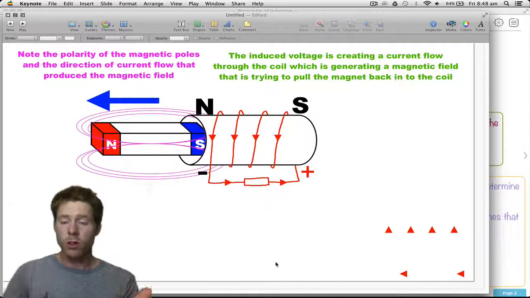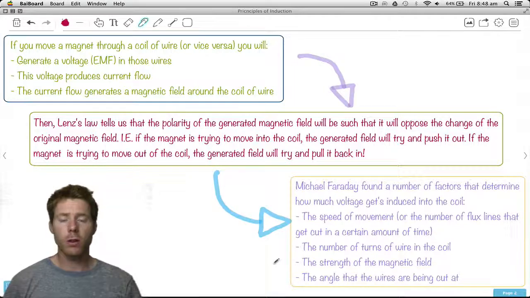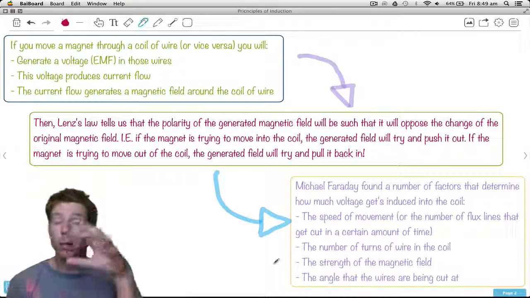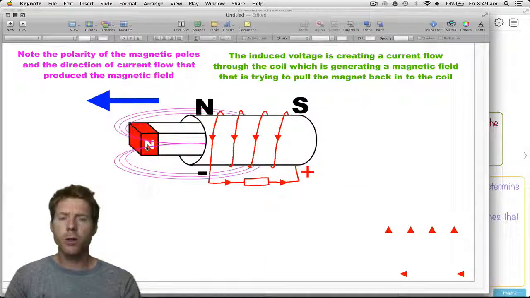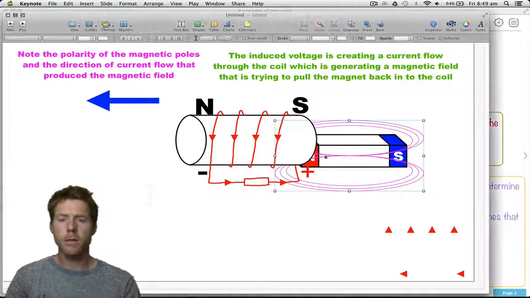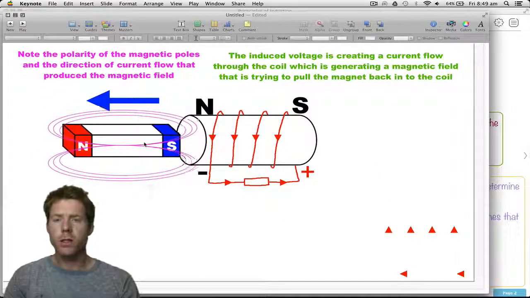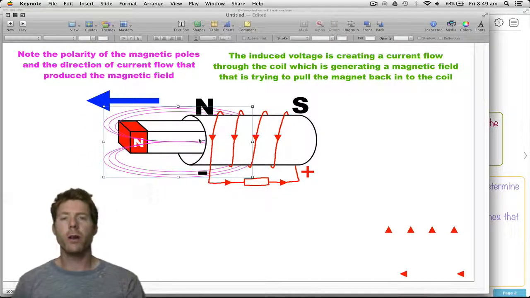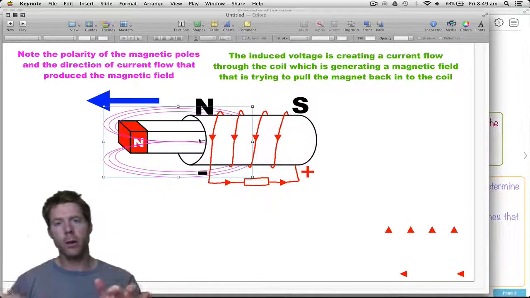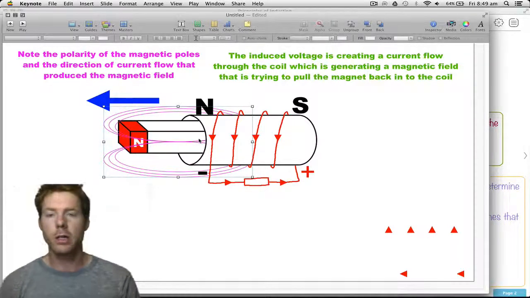Well, I guess that's all to say just for the moment for that, but let's have a look at what Michael Faraday found. So Michael Faraday found a number of factors that determine how much voltage gets induced in the coil. So sometimes we'll get a small voltage, sometimes we'll get a really big voltage. So how does that work? Well, the first one is the speed that you're moving. Is it the speed? Yes, it is. So if we were to move this really slow. So think about it with a bike. If you pedal really slow, how fast is the bike going to go? Well, it's going to go really slow.